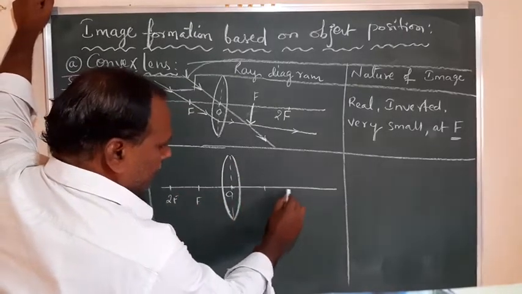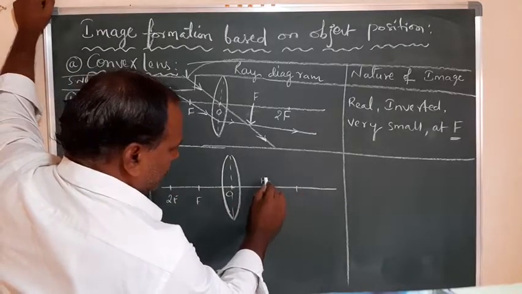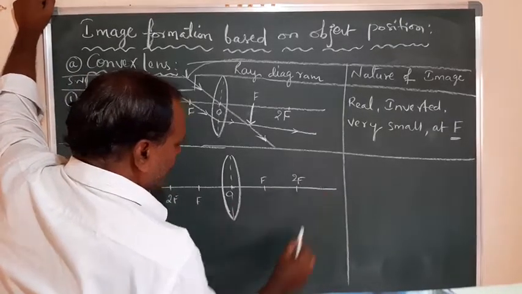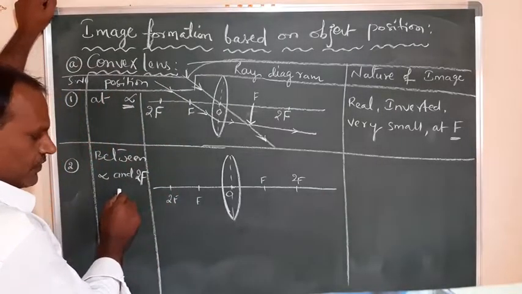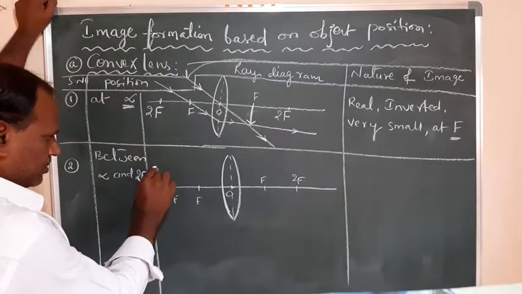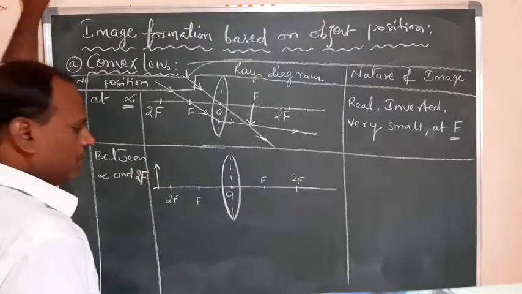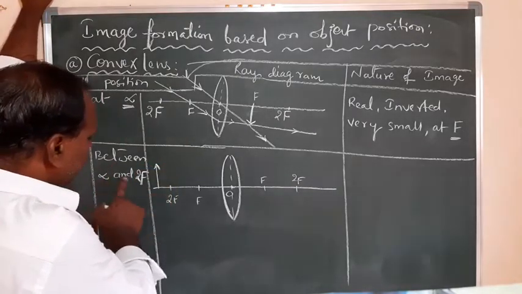Here you have the f. Here you have the 2f. F and 2f, right? Now the object is there beyond. This is 2f and somewhere you have the infinity. Between that you have the object. This is the object we have. So the object is there between infinity and 2f.